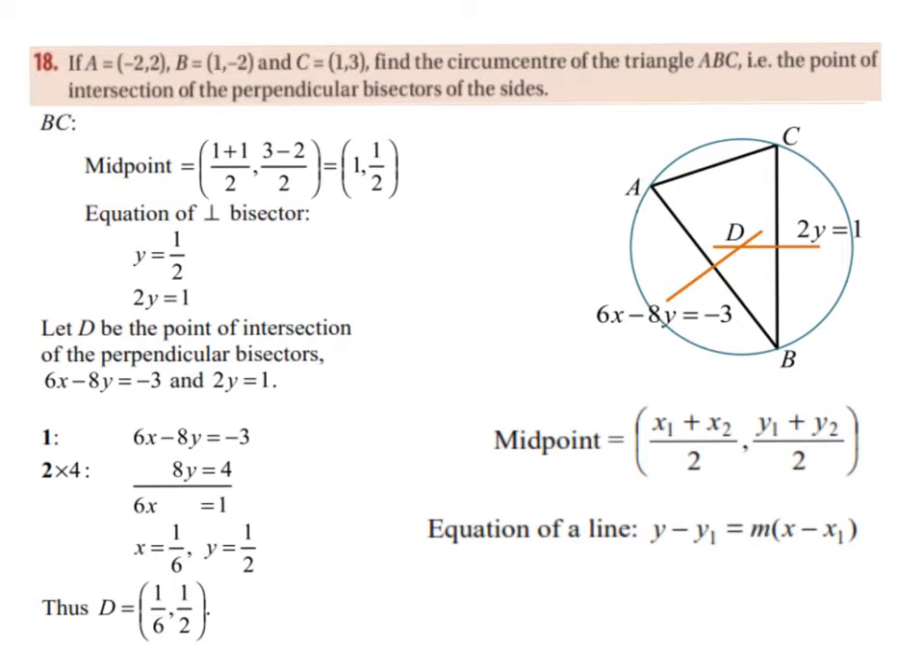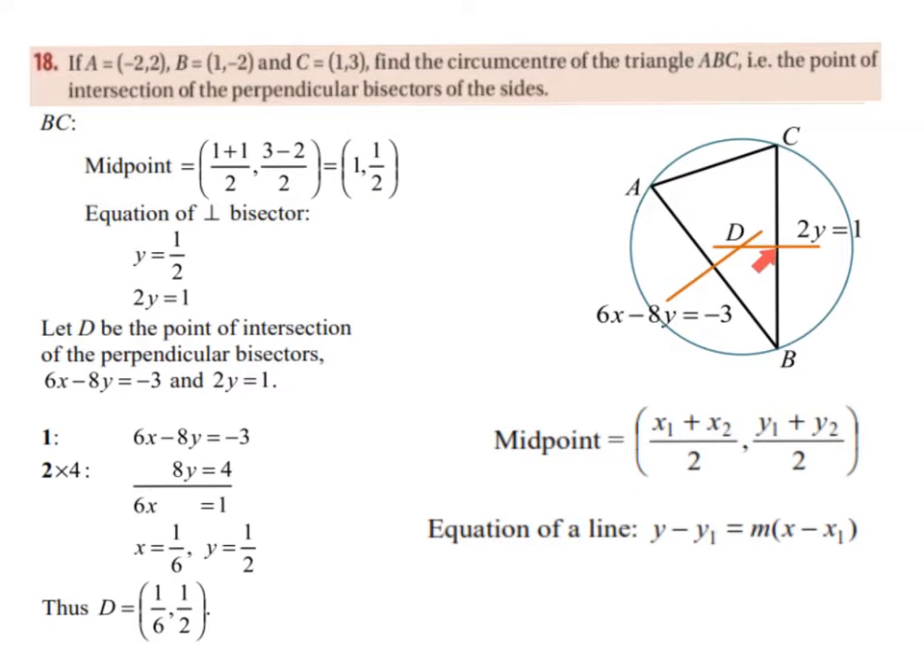Now we do the exact same thing with BC. So if point B is (1, -2) and point C is (1, 3), we're going to use those points and the midpoint formula to get the midpoint of the line, which happens to also go through the perpendicular bisector of that line. So using the midpoint formula, we end up with (1 plus 1) over 2, which gives us 1 for the x value, and (3 minus 2) over 2, which gives us a half for the y value.